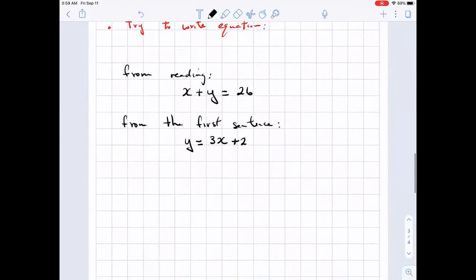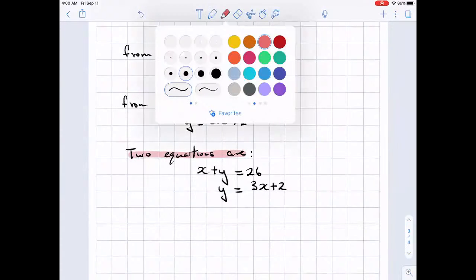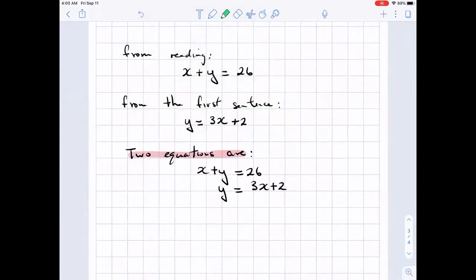So our two equations are x plus y equals 26 and y is equal to 3x plus 2. So right now, okay, we have a system of equations. Here is our system.